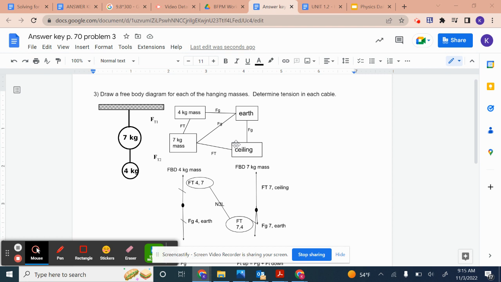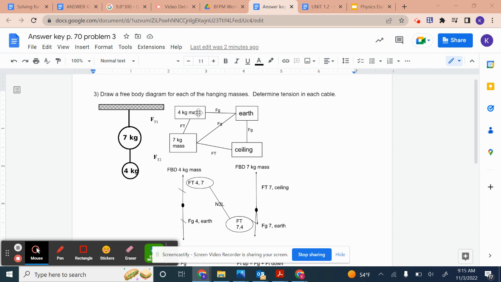Before I solve for the tension, first I drew an interaction diagram, and I did not put the ropes in, because it makes it kind of complicated. When I just have the 4 kilogram mass and the 7 kilogram mass and the ceiling and the Earth, it helps me recognize the pair forces between the two masses. I think when it's the rope, it's a little bit harder to recognize the Newton's third law pair forces.